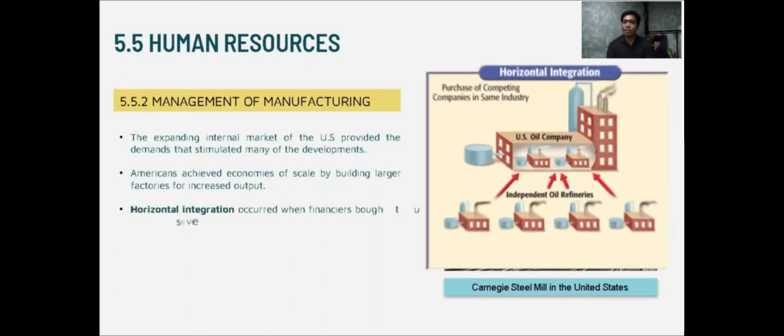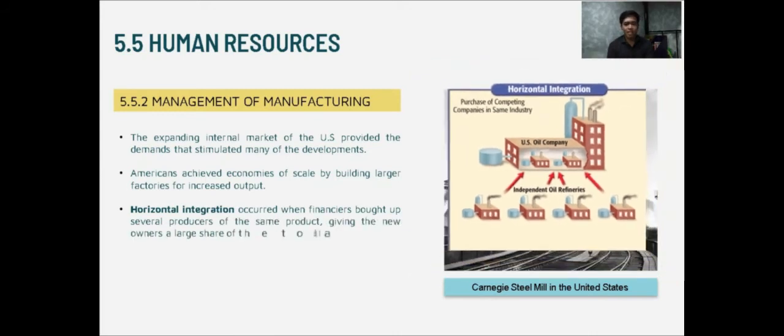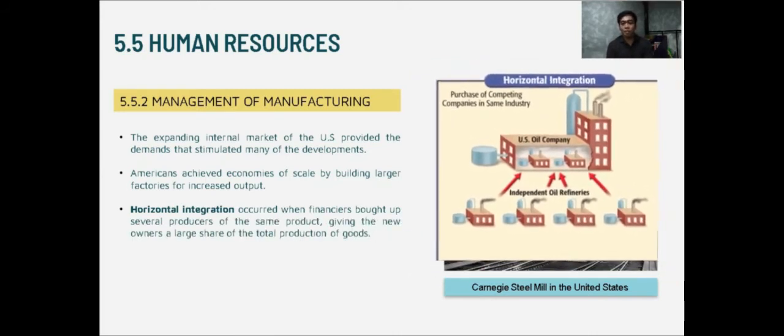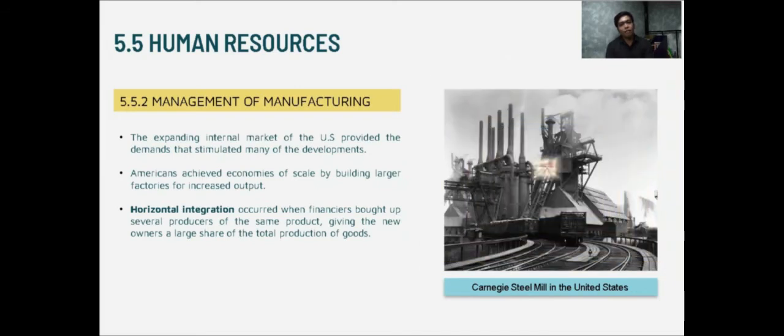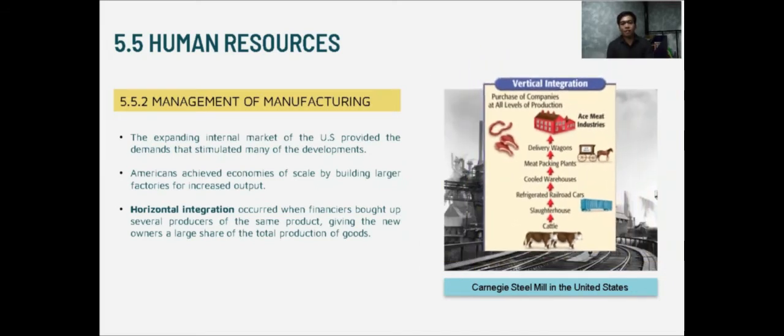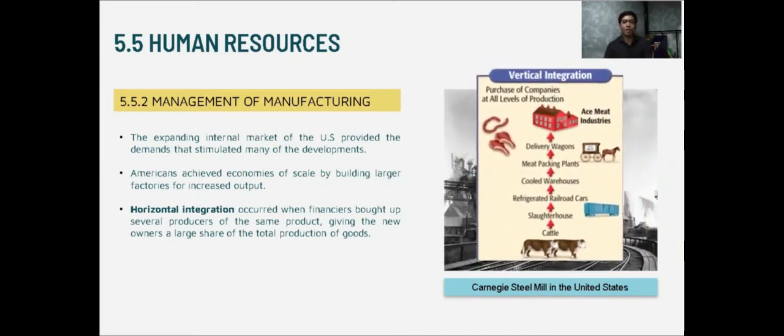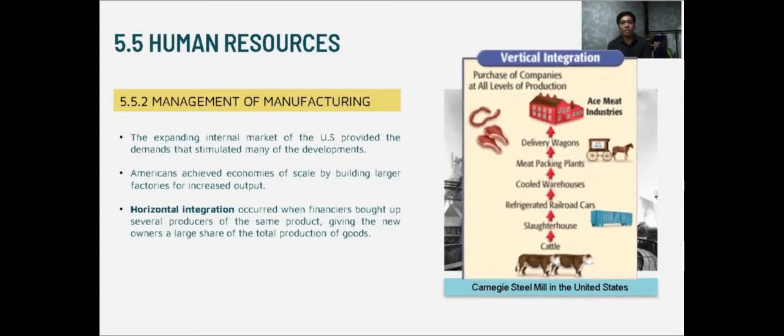Horizontal integration occurred with the acquisition of many manufacturers of the same commodity, by financiers giving new owners of significant shares of overall supply of products allows them to set customer prices. Vertical integration brought this process further by uniting the producer commodity inputs to the product output in the single organizational framework.